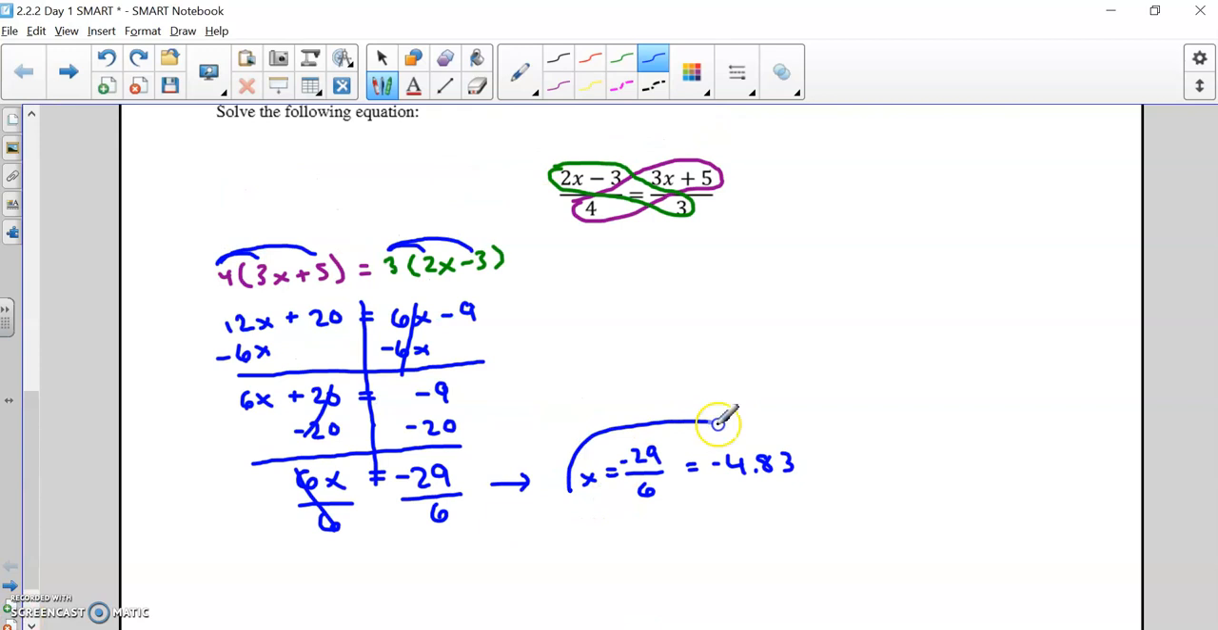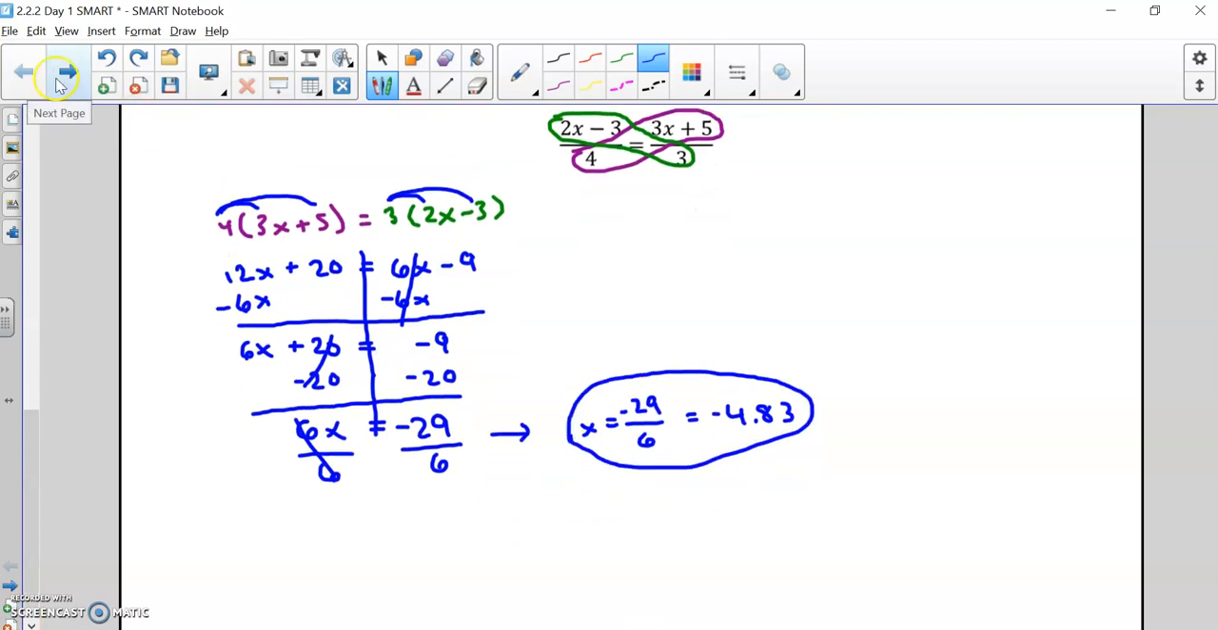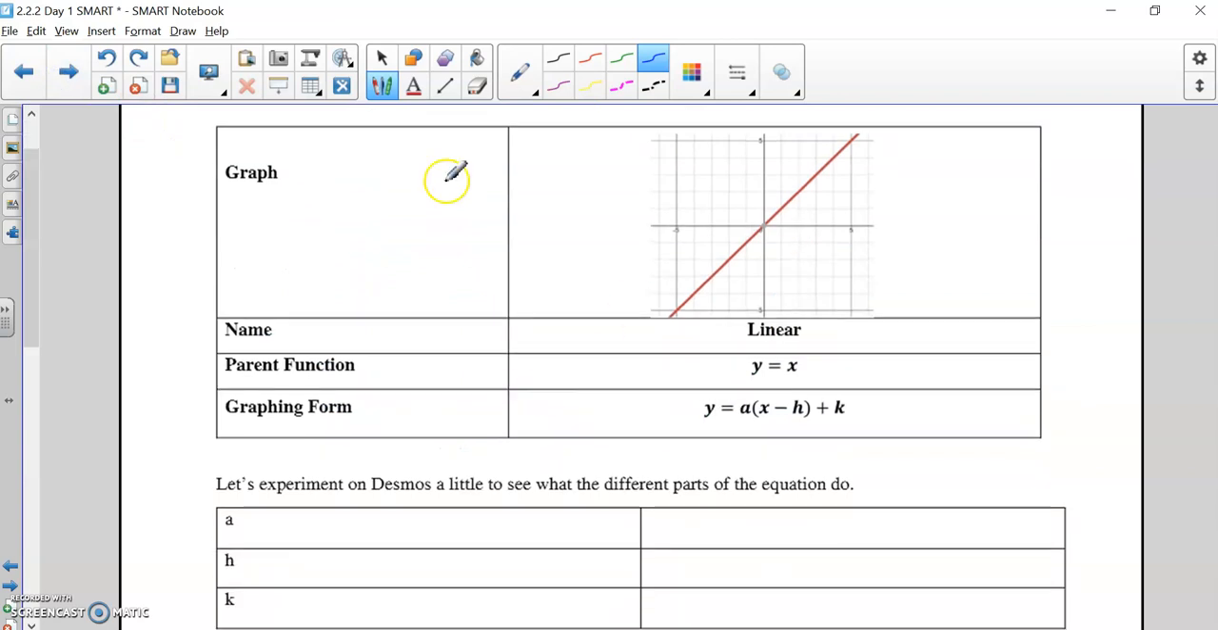All right, so that's all for the review materials for today. For the new stuff, we have the parent function of the line, and that is what we're going to use to do our transformations. It's going to be very similar to what we've been doing with the other parent functions. Here is just a picture of what the parent function of a line looks like. As you can see, the locator point here is at 0, 0, and the parent function itself is y equals x. And the graphing form for a line is right over here.